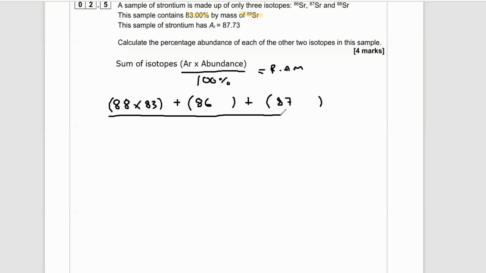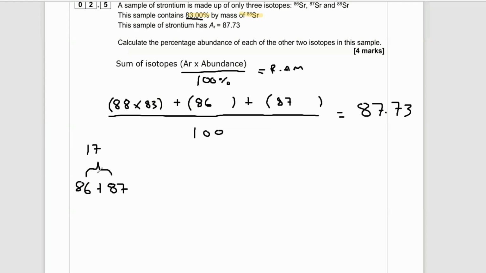And then you're going to divide all of that by 100, and that would get you the RAM or the AR. And they've given us the AR is 87.73. So we can write that in. Now we just need to figure out what 86 and 87 are. And we can do that by assuming 86 and 87 must be equal to 100% minus 83, right?